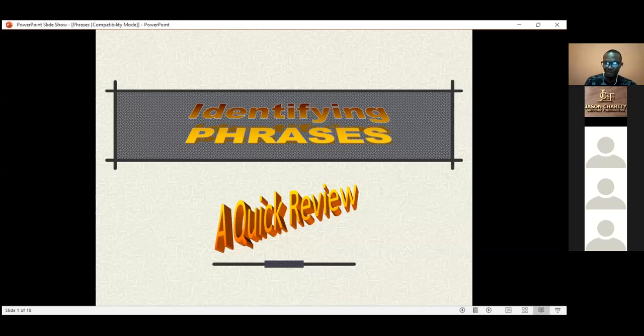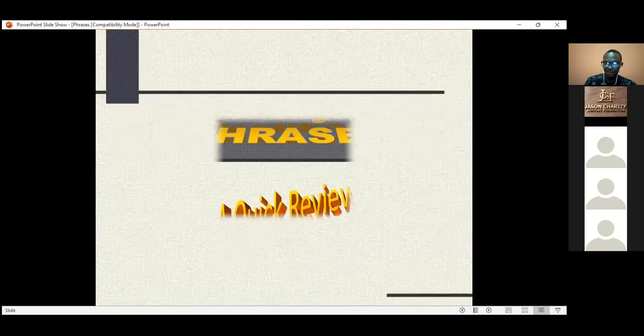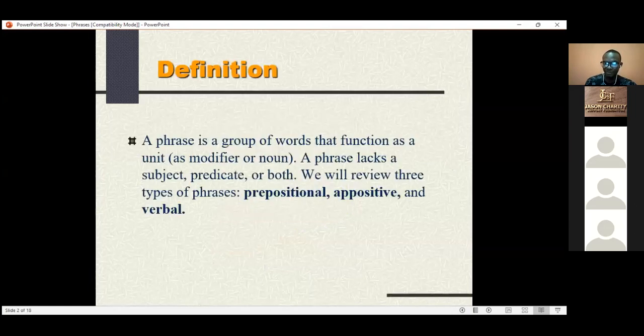Okay, so today we will look at three different types of phrases. We will look at phrases that are prepositional, that are appositive, and that are verbal. I will explain all this to you.